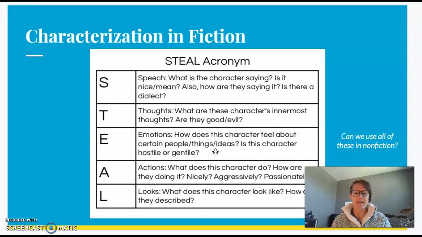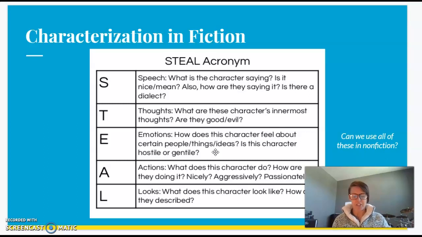So I would ask you guys, when you think about nonfiction, because that's what we've been reading, if you think about the story Swimming for Her Life, can we use all of these different indirect characterizations when it comes to nonfiction? I would hope that you would say no, because we can't use all of them.